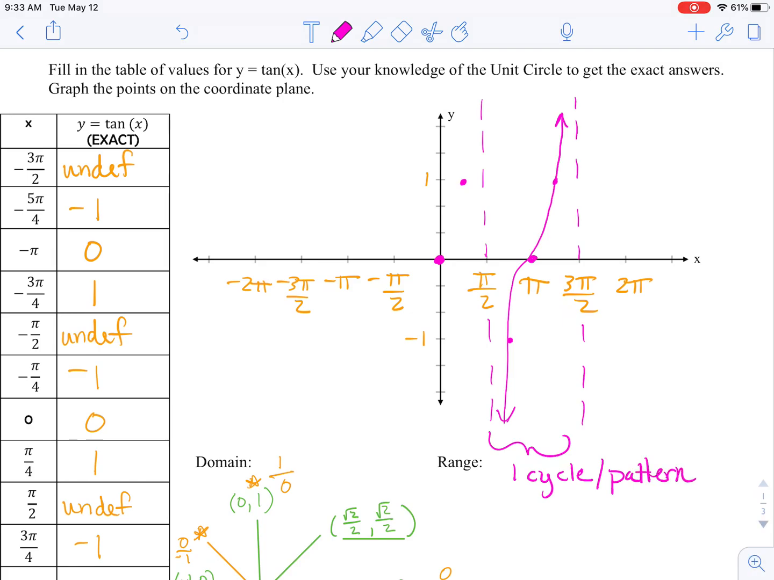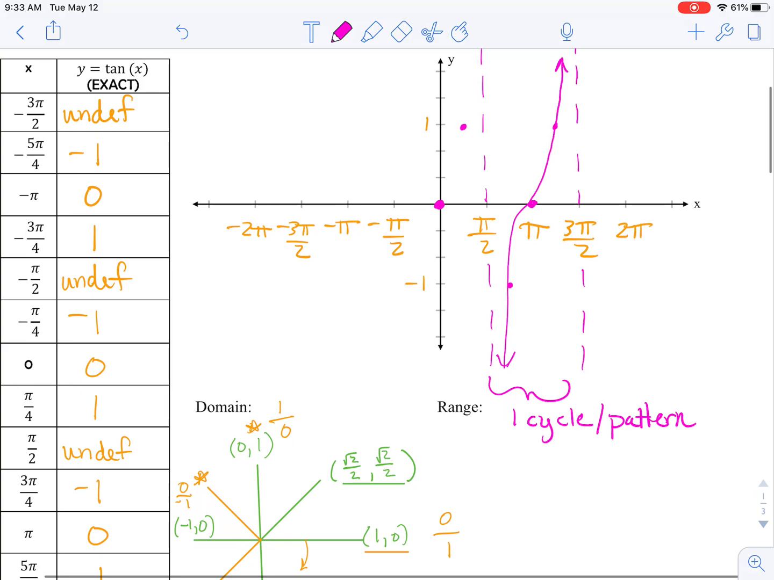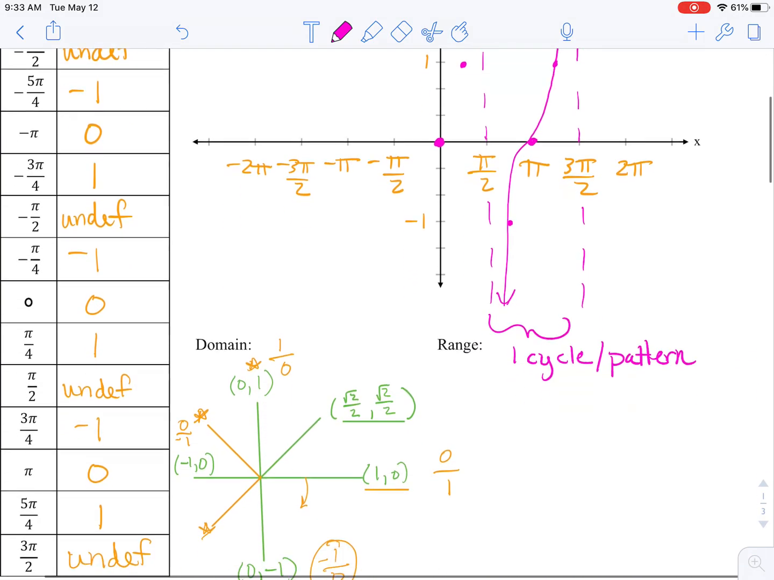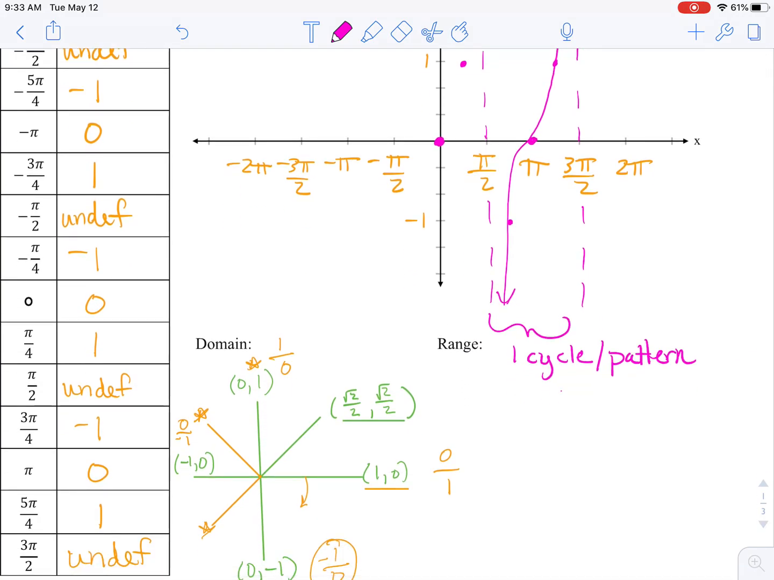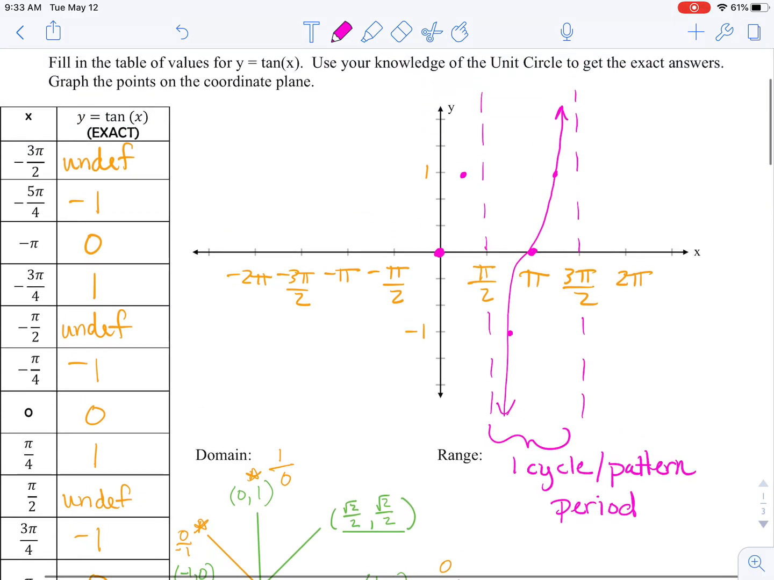And remember, once we know that cycle, what that pattern looks like, we can reciprocate it to the left, to the right, forever in all directions. Hopefully you remember the key word we use for trig functions when we talk about the length of that cycle or pattern. So remember, that is known as the period. And what you may notice about the length of our cycle pattern, what the length of our period is from pi over 2 to 3 pi over 2, that is a distance of pi units.